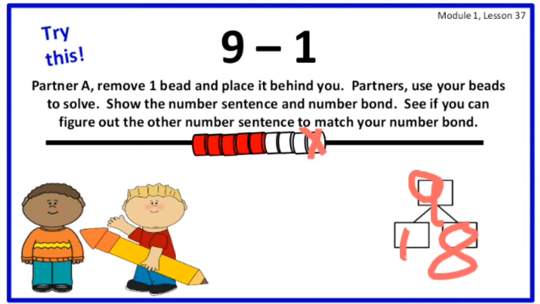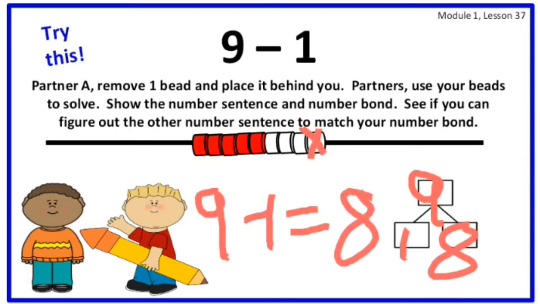Good. You see that? Now what about the number sentence? It becomes 9 minus how many? 1 equals, what's our answer? 8. Very good. Is it hard? No. So simple.